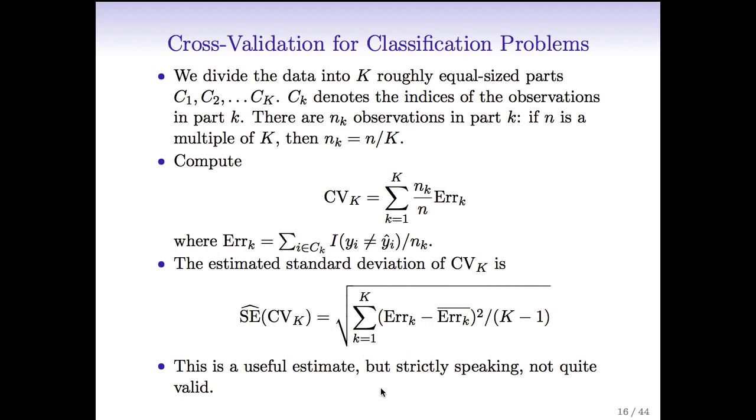I say here it's a useful estimate, but not quite valid. Why is that? Well, the thing is, we compute the standard error as if these were independent observations, but they're not strictly independent. Error sub k overlaps with error sub j because they share some training samples. So there's some correlation between them. But we use this anyway, and it's actually quite a good estimate, and people have shown this mathematically.